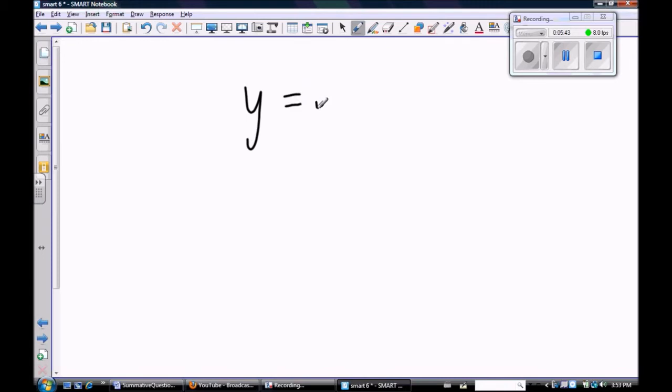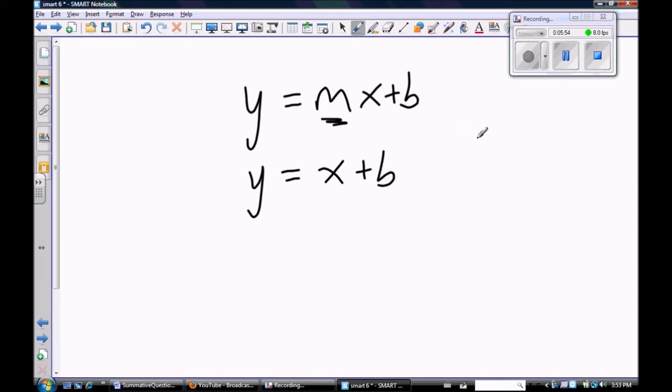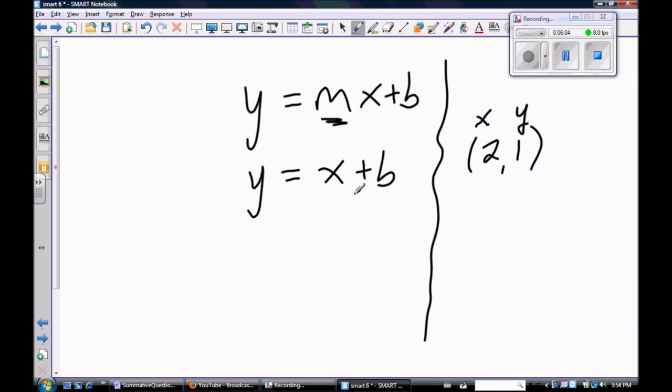And again, every line starts like this. And I know what the slope is. The slope is 1. So really I have y equals 1x plus b. And now I have a point, (2, 1), that I can substitute in. And x is 2, y is 1, and that'll let me solve for b.